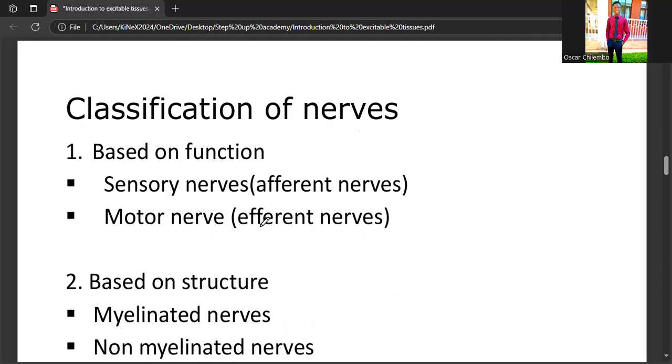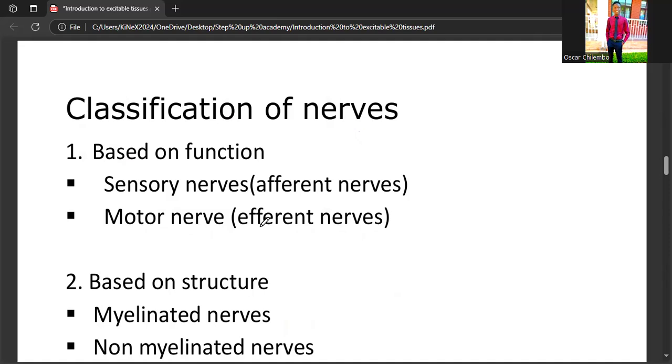The nerves are classified in different ways, so we are going to look at the classification of nerves depending on various criteria. The first classification is based on function. We have the sensory nerves, or afferent nerves, and the motor nerves, the efferent nerves. The sensory nerves' function is just to sense, to detect what is in the environment. The motor nerves send the nerve impulse to the effector, more like the muscle, for you to react.